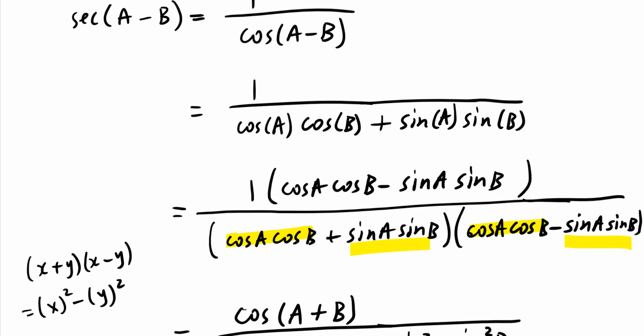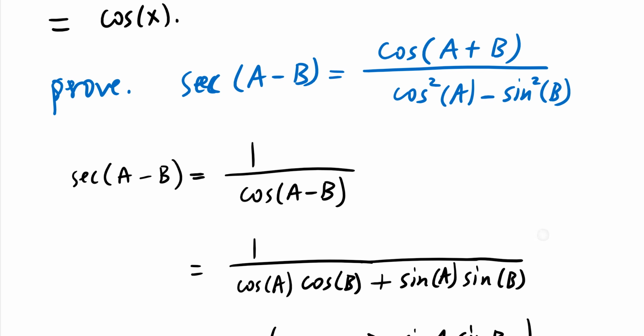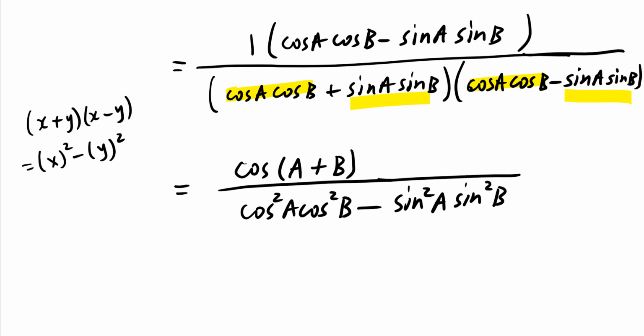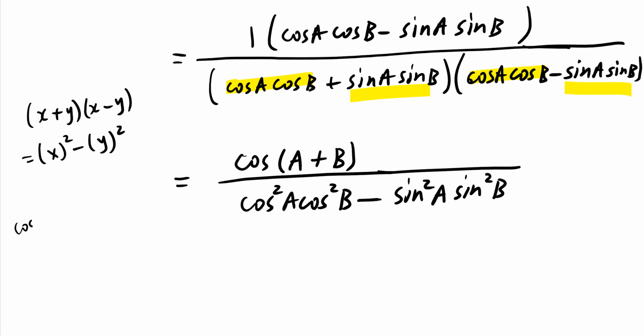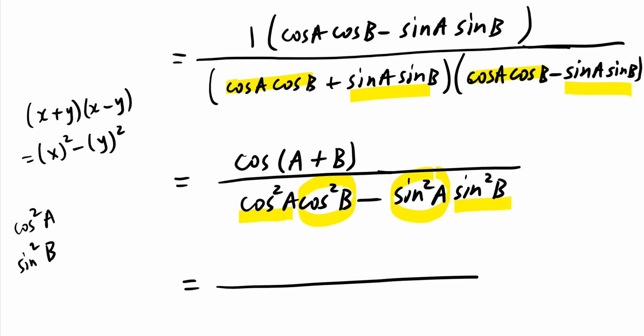Now, more keeping an eye on the answer. I need cosine square A and sine square B. On the side here, I'm going to write that down. I need cosine square A and sine square B. That's all I need. Well, what does that mean? Do I have cosine square? Yes, I do have it here. Do I have sine square? Yes. So this means I need to somehow get rid of these two things. Well, let's see how we can get rid of that.